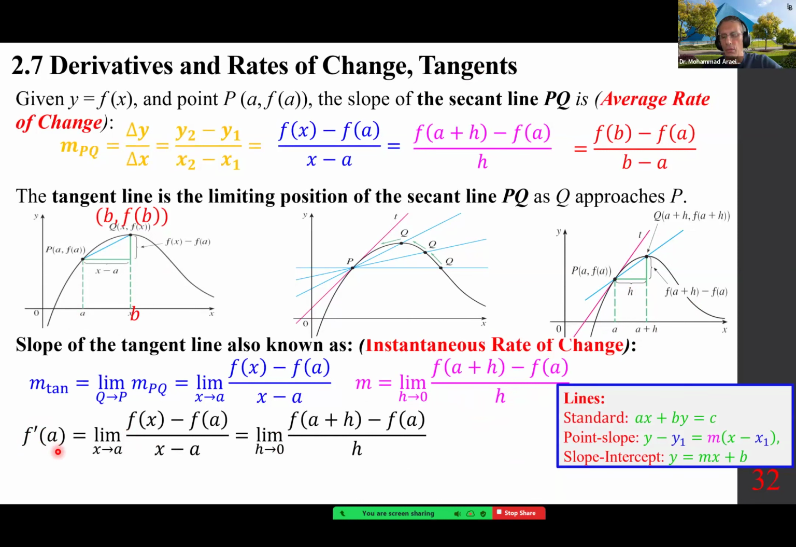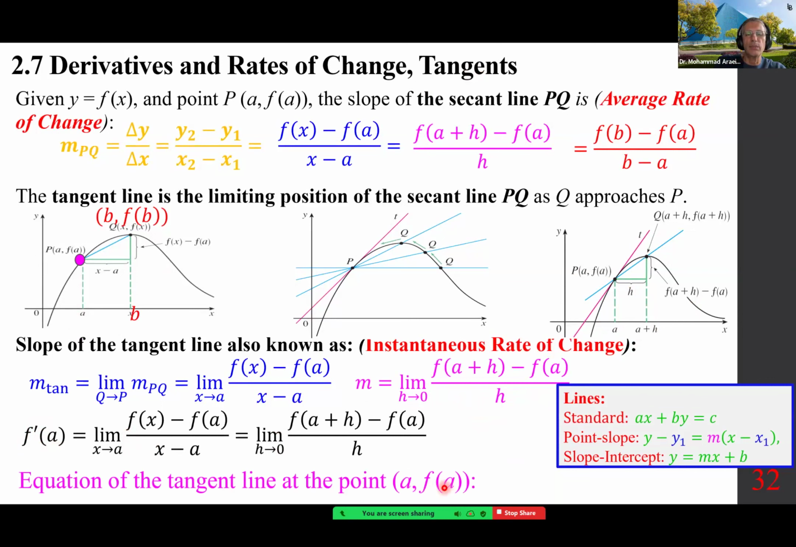Now, we are interested in finding the equation of a tangent line at the point a comma f of a. Well, here's the standard form, different types of lines: ax plus by equals c. Point slope: y minus y1 equals m times x minus x1. And here's the slope intercept form, y equals mx plus b. If you stick with the point slope and use this pair, you would say y minus f of a equals m times x minus a.